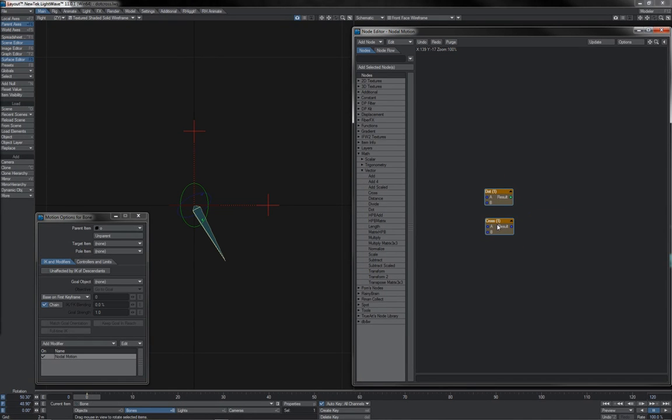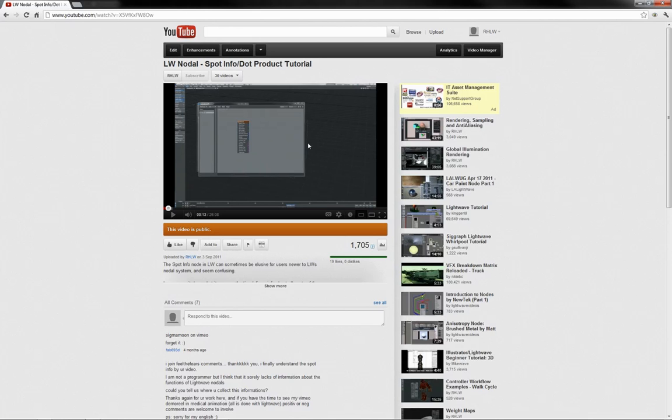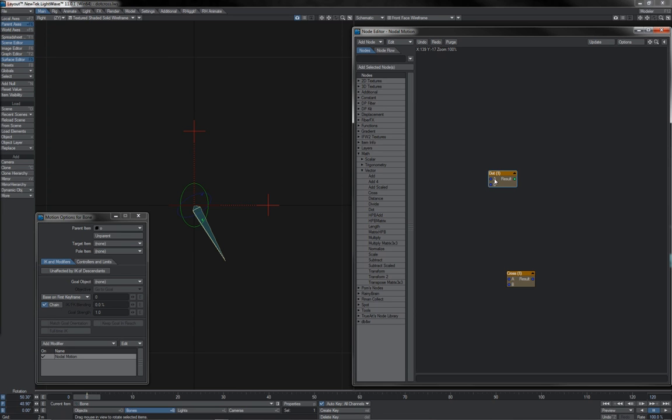Dot and cross product nodes in vector math. Let's take just a quick look at dot first. There is, of course, on my YouTube the spot info dot product tutorial, which basically covers everything that dot product does, or at least gives you some more examples of it. But just to repeat the basics, the dot product will return the cosine of the angle between two vectors.